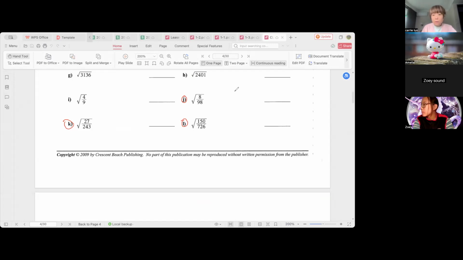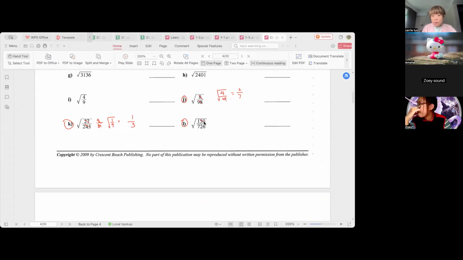Okay, Zoe. If we eliminate this, 4 over 98 equals 4 over 49, so it equals 2 over 7. Very easy. For this one, we're going to eliminate the number 3. So it's 9 over 81, and again we can reduce it to 1 over 9. So very easy, it's 1 over 3, correct?